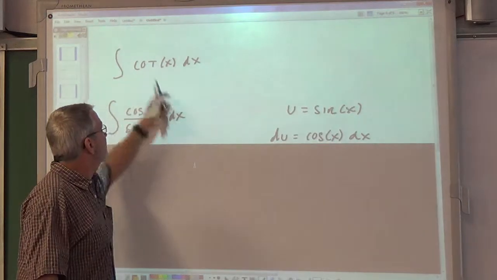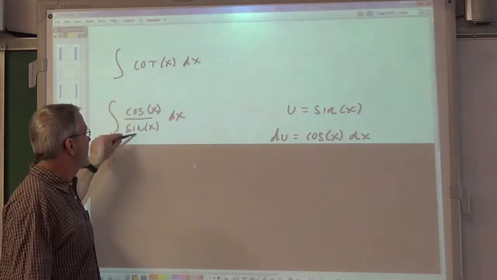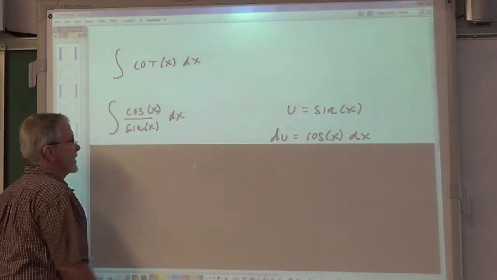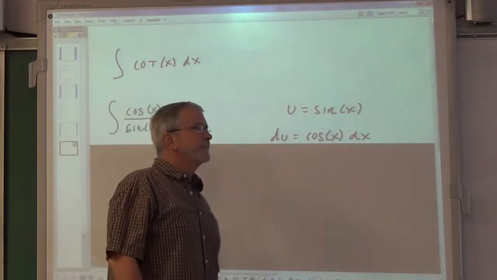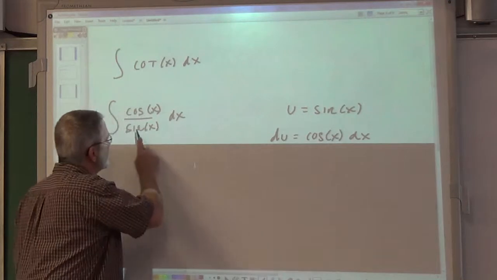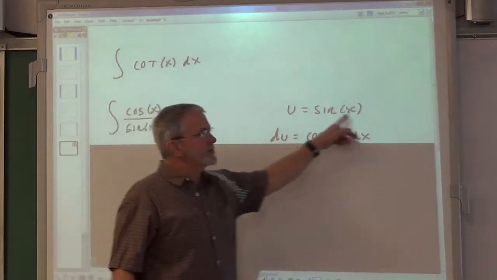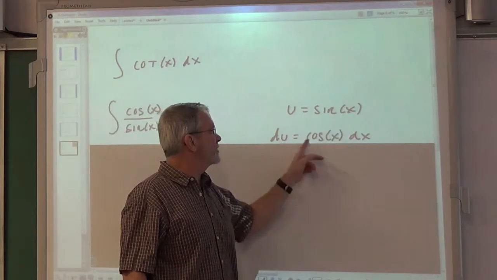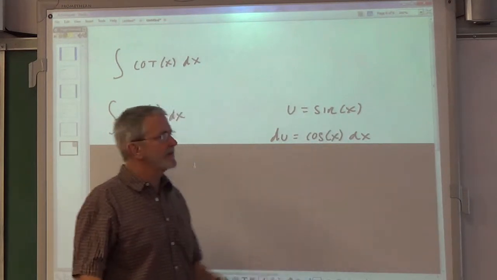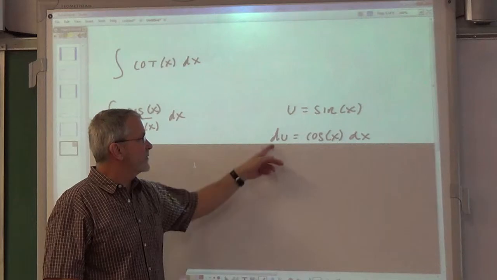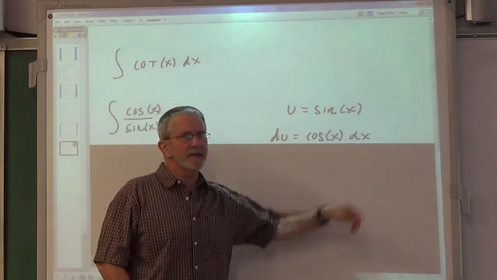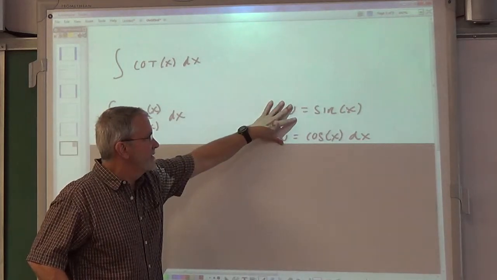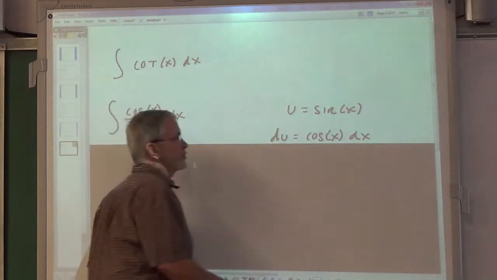Let's write it. Cotangent x is the same as cosine x over sine x dx. So let's see if we can evaluate this using some substitution. I'm going to let u be the bottom. I'm going to let u equal sine of x. And if u is equal to sine x, du is going to be cosine x dx. Derivative of sine is cosine. This differential du is cosine x dx. Let's use these two equations and do some substitution over here.